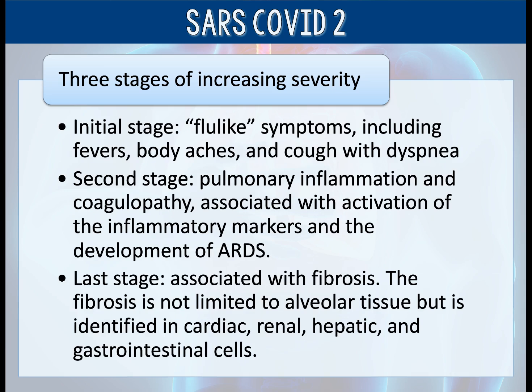You have the initial stage where you get flu-like symptoms, including fevers, body aches, cough, and dyspnea, and then you get into the second stage because now you've got inflammation of your lung tissue, and there's coagulopathy, so it increases your risk of developing blood clots. And then it develops into ARDS, and at the last stage, the lungs become fibrotic from ARDS. Now the lung tissues are thickened and damaged and scarred, and so you have problems with gas exchange.